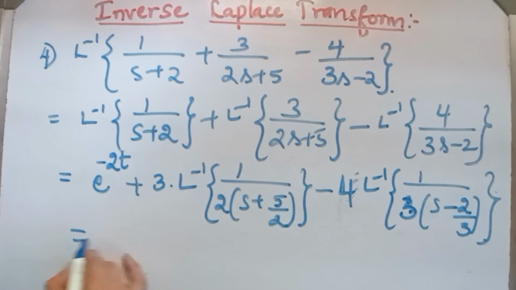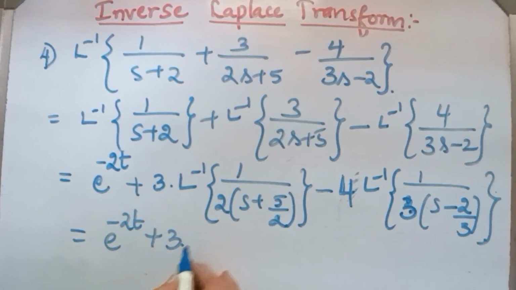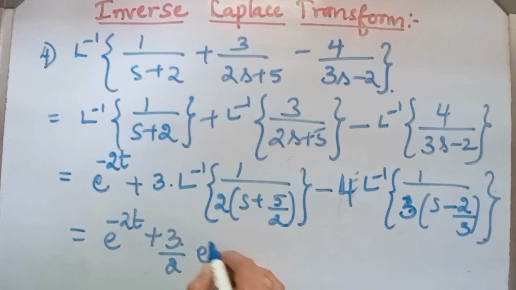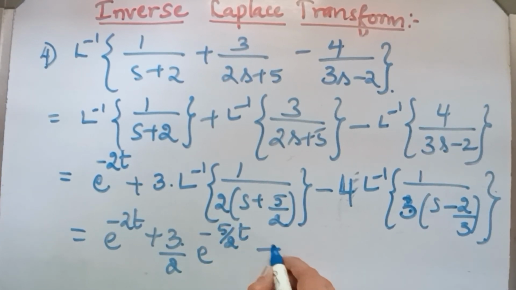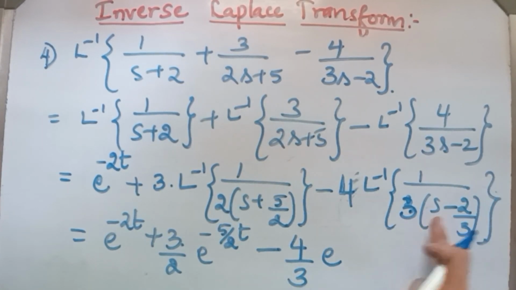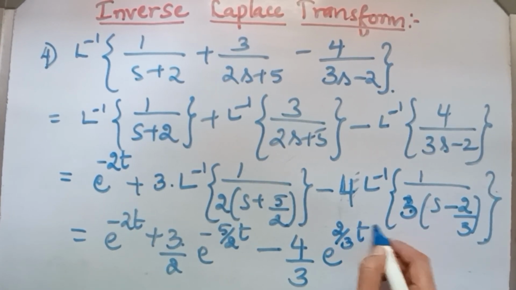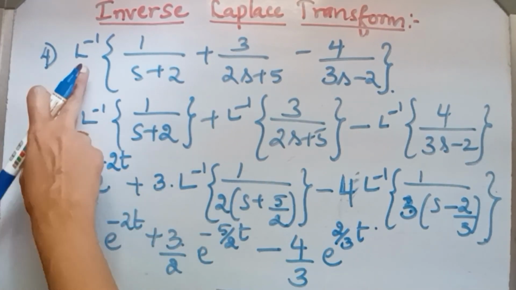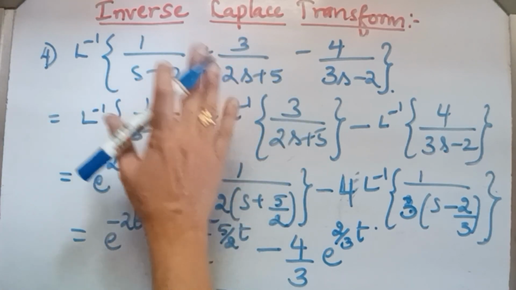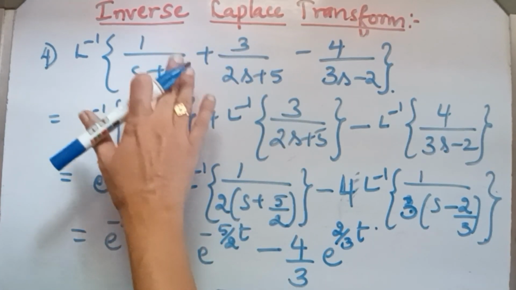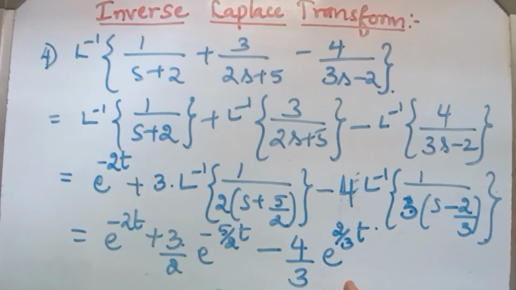Okay, let us simplify this further. e power minus 2t plus 3 into 3 by 2. This 1 by 2 is also a constant. What is the Laplace inverse transform of 1 by s plus 5 by 2? It is e to the power minus 5 by 2 t. Next here minus 4 by 3. 1 by 3 is a constant. This is e to the power, 1 by s minus a, therefore e to the power 2 by 3 t. You can keep it as it is. This is the final answer for the inverse transform of this function. So the final answer is in terms of t here. The function which was in the s domain was converted to a function in the t domain.